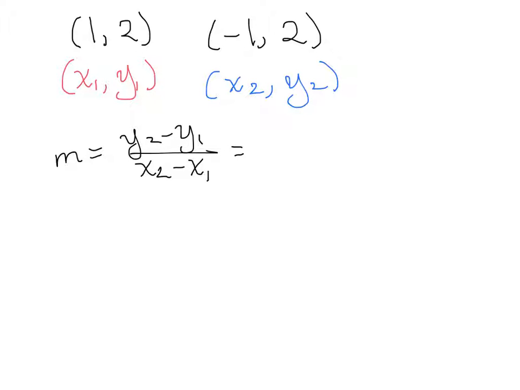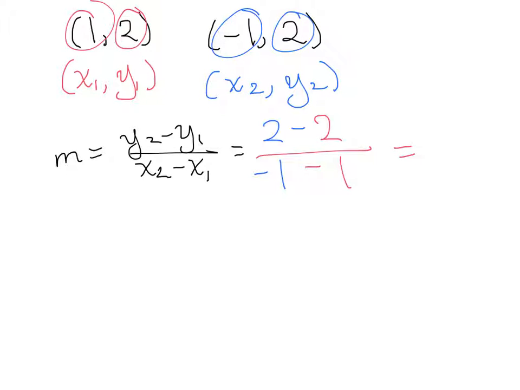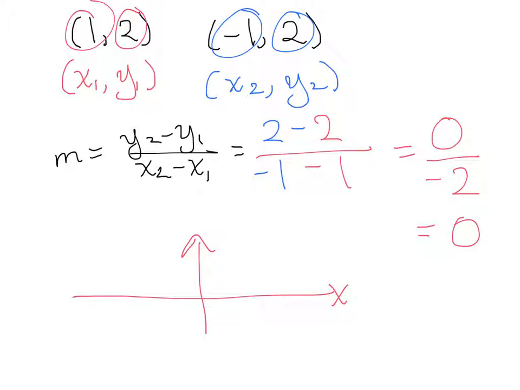So y2 is 2, and y1, there's my 2, and y1 is also 2, and that's over x2, which is -1, and minus x1, which is 1. So I have 2 minus 2 is 0, -1 minus 1 is -2. So 0 divided by anything is 0. So this line has a 0 slope. And what a 0 slope would look like on a graph, it would mean that if this is my axes again, a line with 0 slope would be a horizontal line that would go like that across the graph. So that's what 0 slope means.